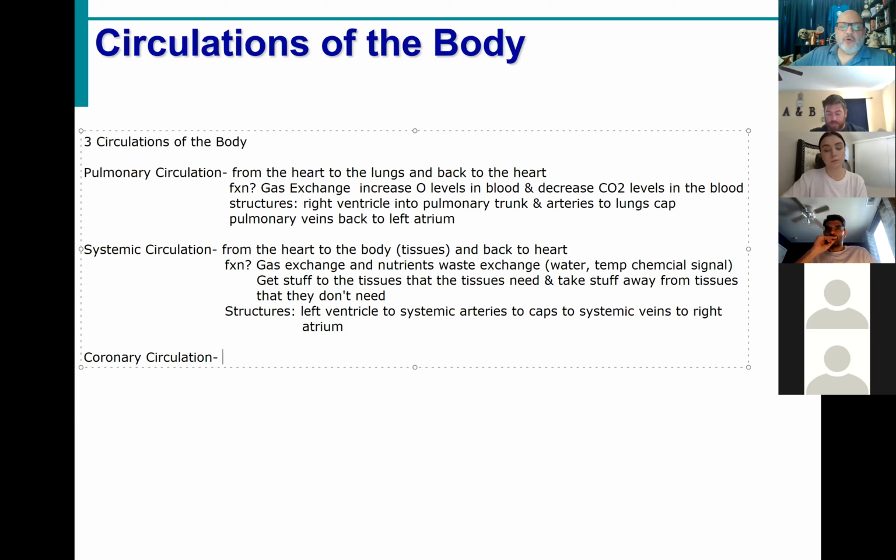What's the job of the coronary circulation? Blood vessels that supply the heart. Yeah, exactly. I like that. Basically from the heart to the heart, or really to the heart muscle, the myocardium, and then back to the heart again.